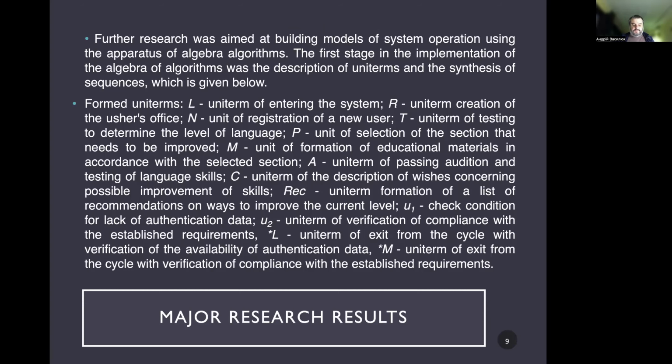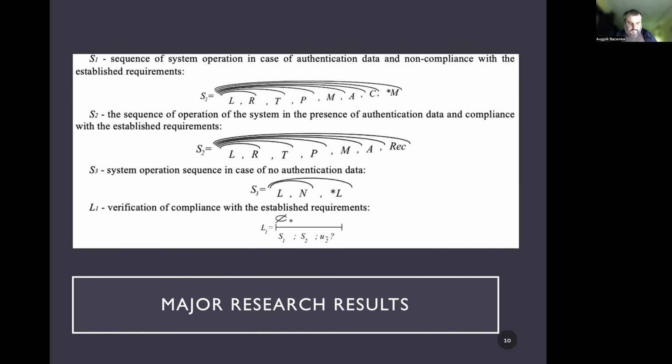Further research was aimed at building methods of system operation using the apparatus of algorithm. The first stage of the implementation of the algorithm was the description of unit terms and the synthesis of sequences, which is given below. The main sequences: the first sequence, S1, is a sequence of system operation in case of authentication data and non-compliance with the established requirements.